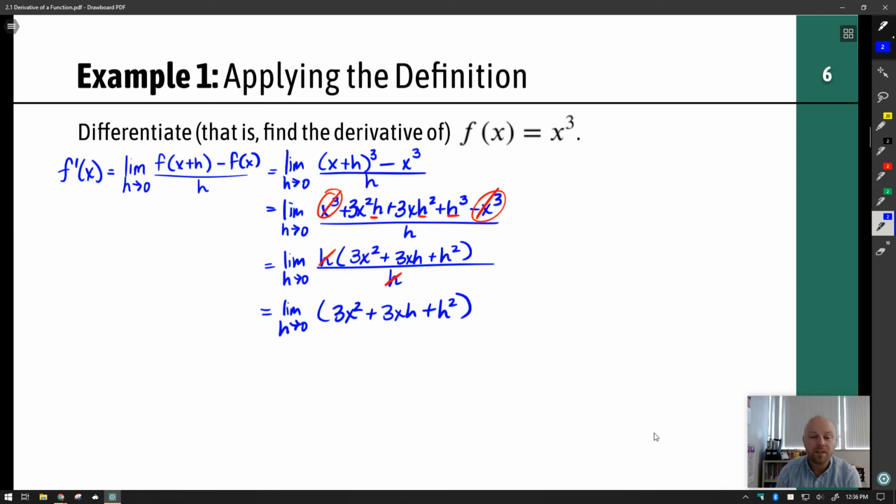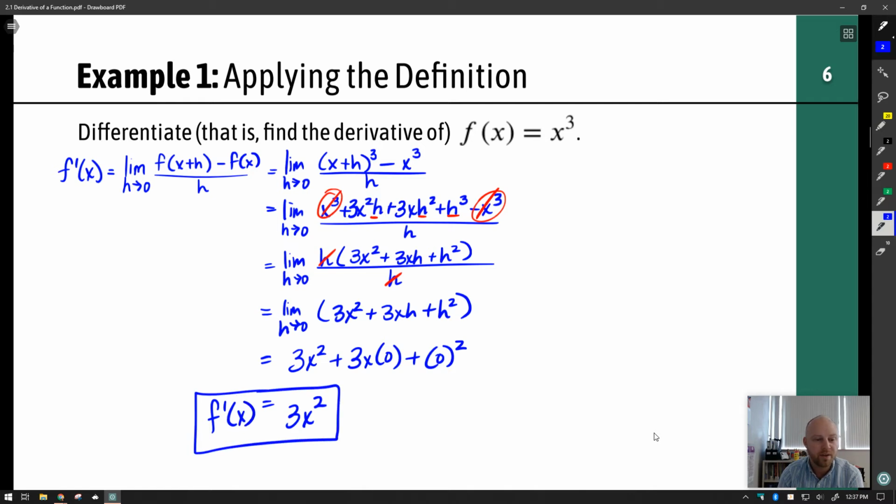So this is a polynomial, and we know that polynomial limits can be found by direct substitution. So that means now we can replace all of the instances of h's with a 0. So we have 3x squared plus 3x times 0 plus 0 squared, and that leaves us with 3x squared. That's the function we're calling f prime, the derivative of x cubed.